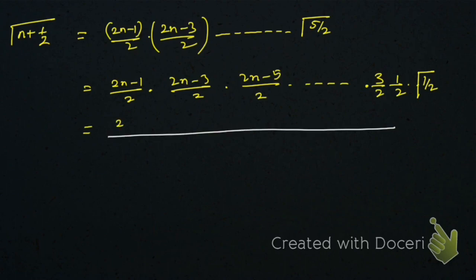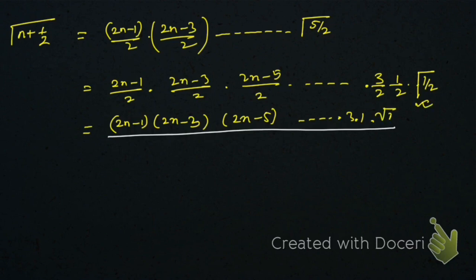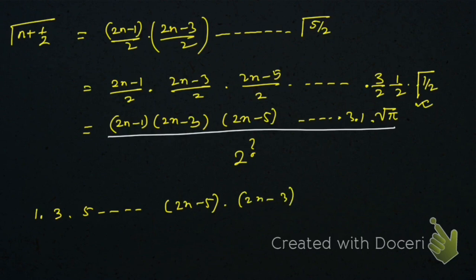If you observe this series, 2n minus 1 into 2n minus 2, sorry, not 2, 3, and 2n minus 5, and so on, 3 into 1, into square root pi, and 2 to the power, what you should write. Now you see, this series can be written in this way. If you reverse the order: 1, 3, 5, and so on, 2n minus 5, into 2n minus 3, into 2n minus 1.